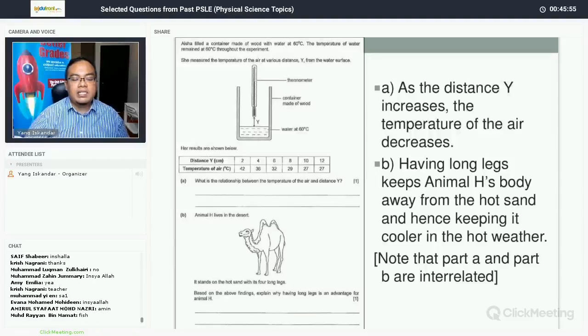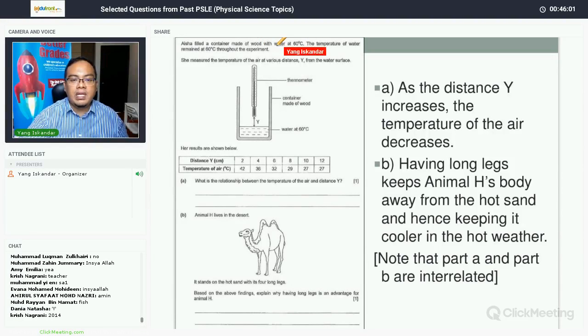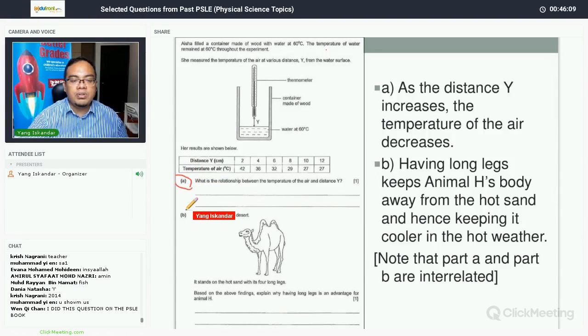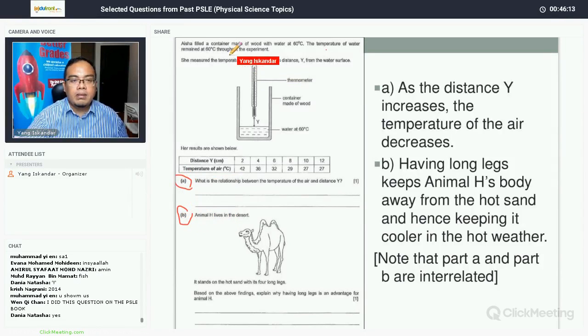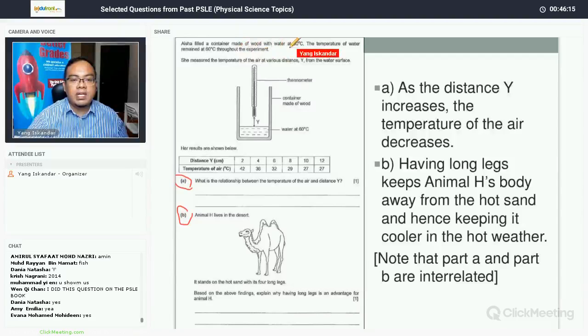Now this is I think 2014 PSLE paper. Aisha filled a container made of wood with water at 60 degrees Celsius. So this question, there are 2 parts. I think I've shown some of you in class this question. So Aisha filled a container made of wood with water at 60 degrees Celsius. The temperature of water remained 60 throughout the experiment.